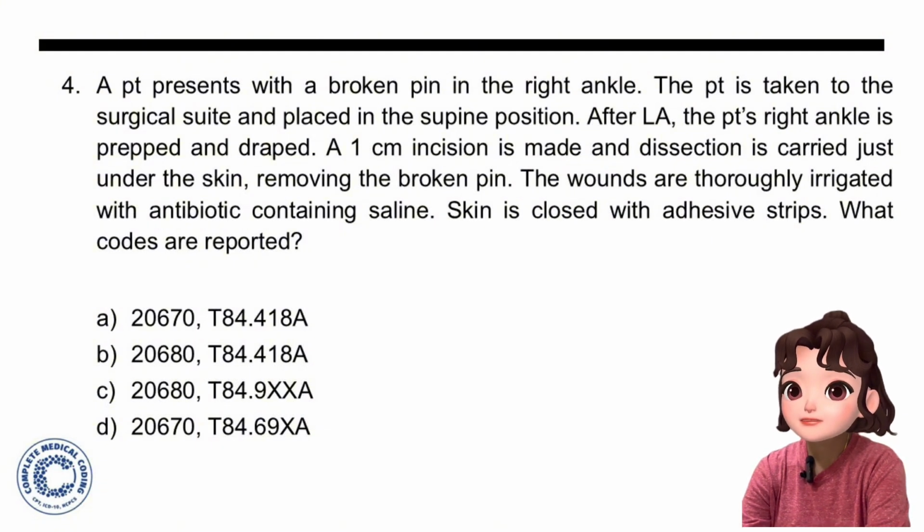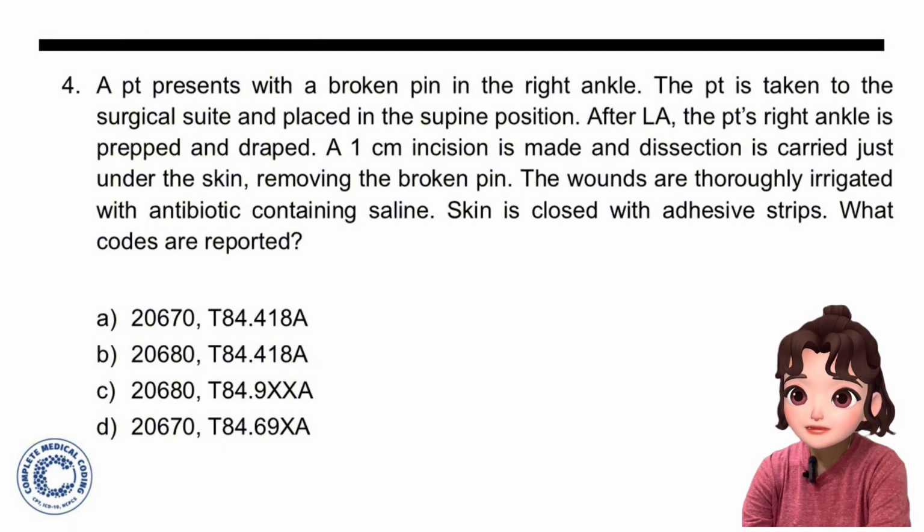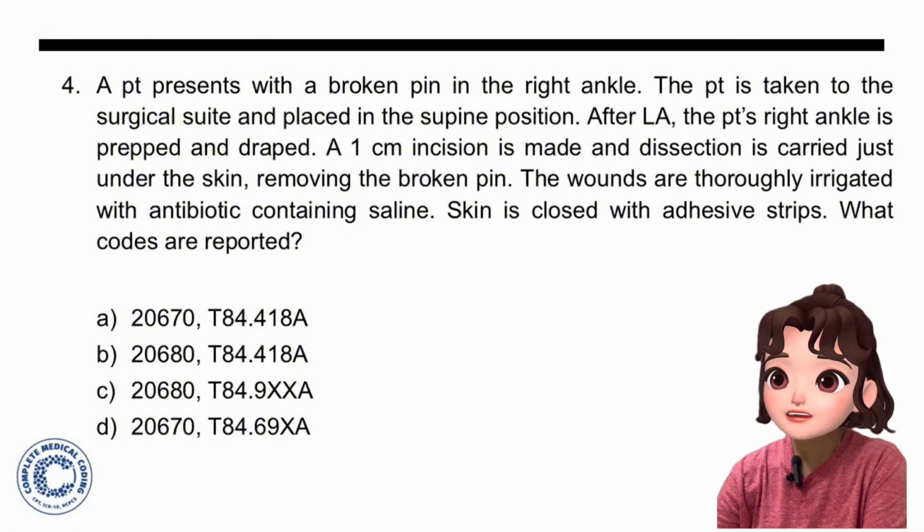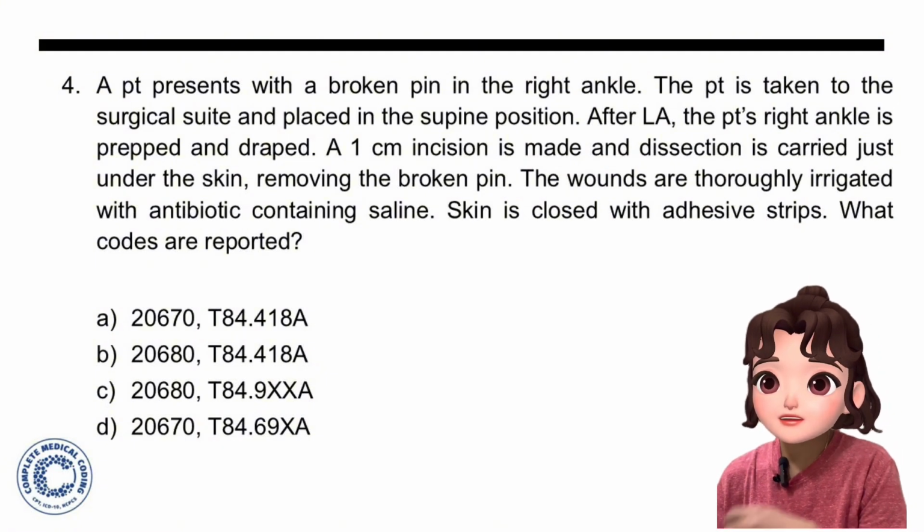A patient presents with a broken pin in the right ankle. The patient is taken to the surgical suite and placed in the supine position. After local anesthesia, the patient's right ankle is prepped and draped. A 1 centimeter incision is made and dissection is carried just under the skin, removing the broken pin. The wounds are thoroughly irrigated with antibiotic containing saline. Skin is closed with adhesive strips. What codes are reported?